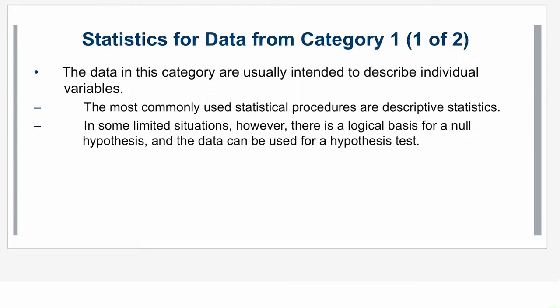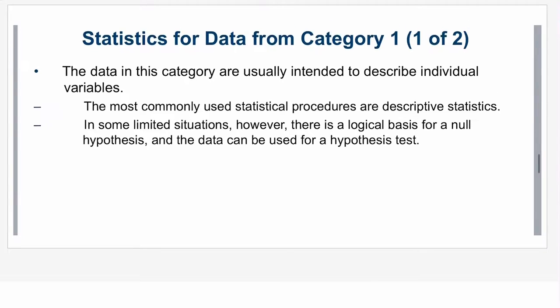It's one variable we're looking at and we're describing it. So the most commonly used statistical procedure is obviously descriptive statistics, because the goal of descriptive statistics is just to describe. There are some limited situations where you could have a basis for a null hypothesis and you could do a hypothesis test. That's going to be situations where there's like a neutral score, but those are rare, so we're not going to get super into that. But just know that that can occur.